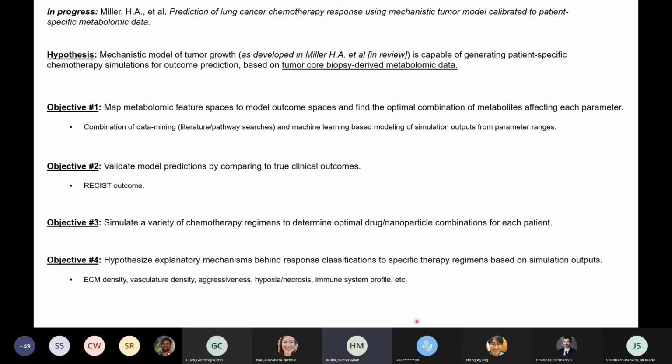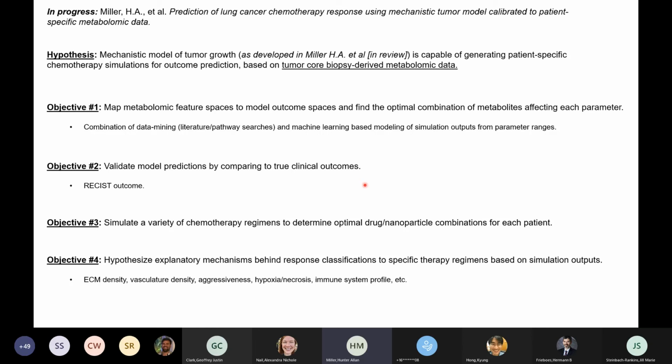So we have 2 final manuscripts planned for the remainder of my dissertation work. The first involves the prediction of lung cancer therapy response and validating the results with clinical measurements using the modeling platform presented in the previous paper. Objective number 1 is to map metabolic feature spaces to model outcome spaces and find the optimal combination of metabolites affecting each parameter. And this will involve a combination of data mining and machine learning based modeling of simulation outputs from parameter ranges.